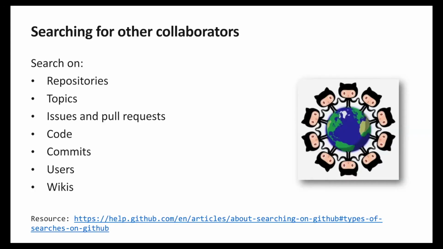Searching for other collaborators is a topic I wanted to cover as well, as it seems everyone's looking for who's doing similar work and how we can be connected and work together. So you can search in a variety of different areas in terms of repositories, searching on topics, issues, searching commits. There's also wikis. You can search on users. So a bunch of different options there. And I included a resource here as well, so you can definitely get more in depth on different search strategies to find what you're looking for.